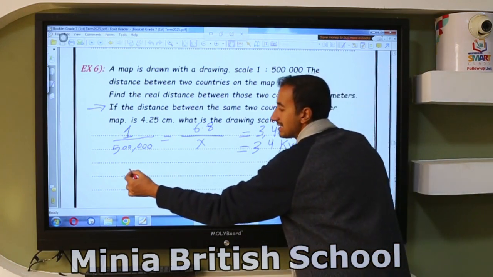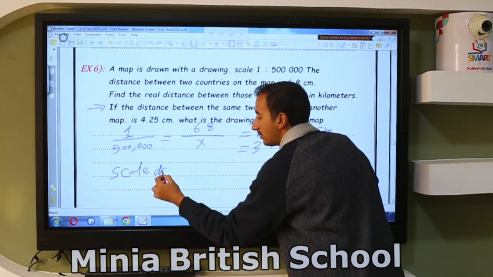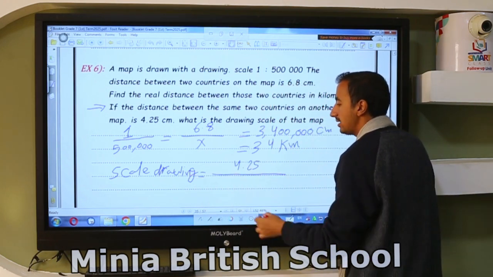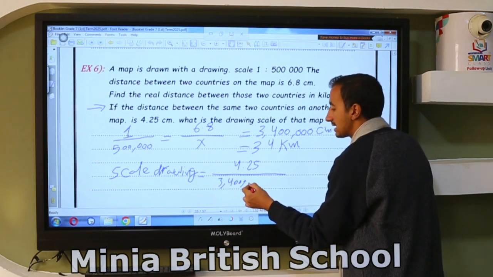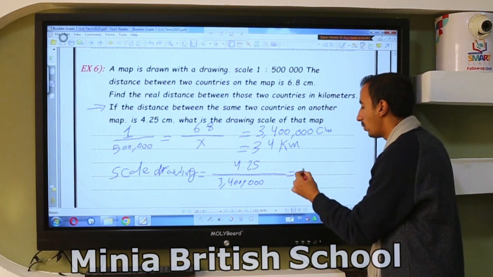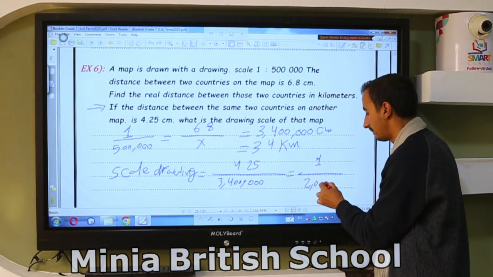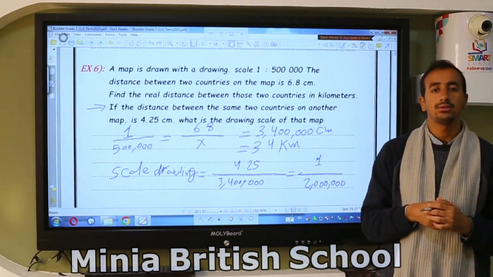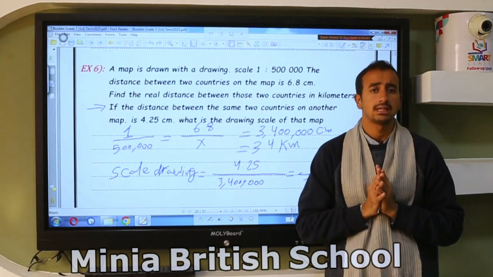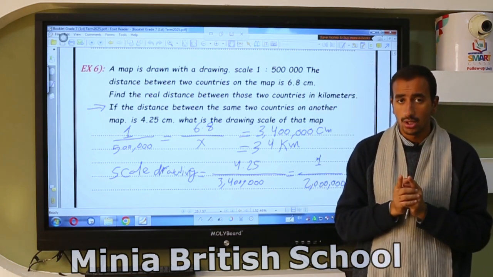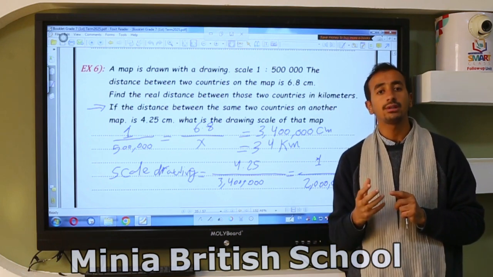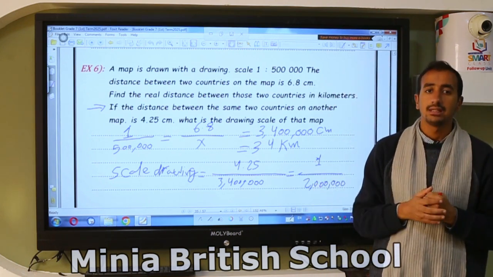I can make here the scale drawing equal length in drawing over real length. So I have 4.25 centimeter over 3,400,000 centimeter. So I can find here 425 over 3,400. It's equal 1 to 2 million. The scale drawing on the second map is 1 to 2 million. The scale drawing is length in drawing over real length, but it's a ratio. You must make length in drawing and real length have the same unit. If we have centimeter and kilometer, you must convert kilometer to centimeter to cancel it.